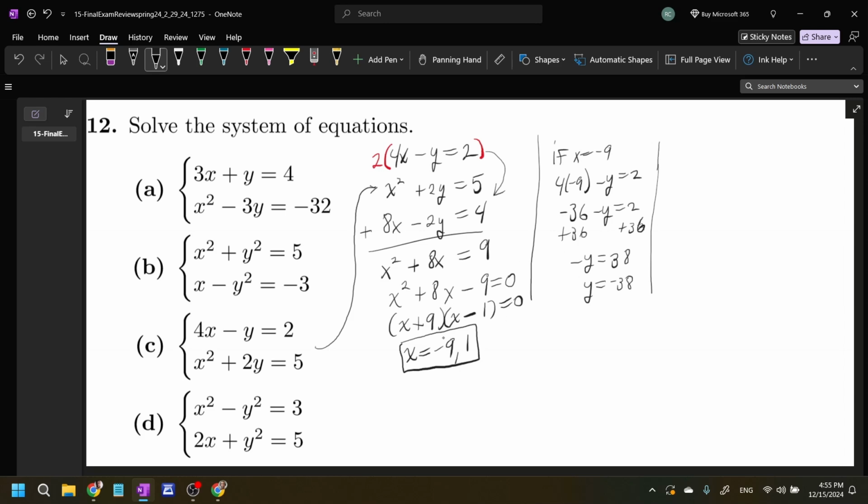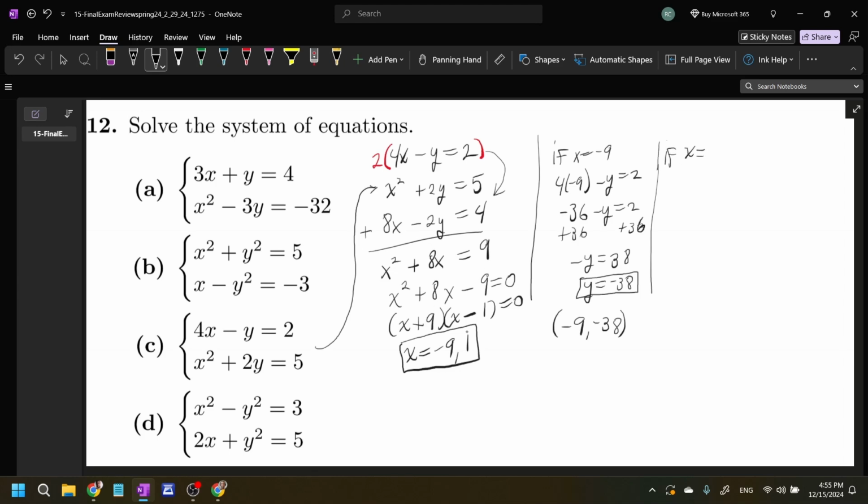So because we chose the x value negative 9, and we got the y value negative 38, that means our first solution is the point negative 9, negative 38. Let's not confuse the x values with the y values that we get. If this is x1, this is y1. Let's now find y2.